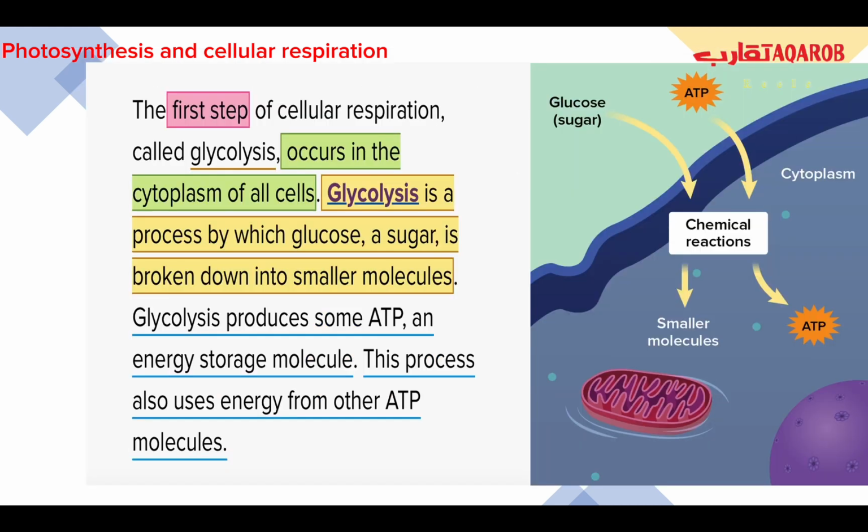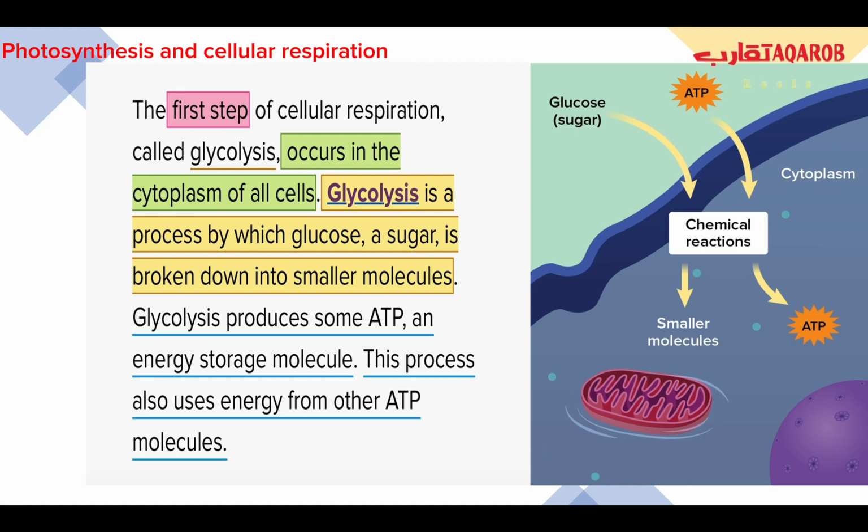The first step of cellular respiration is called glycolysis. Glycolysis occurs in the cytoplasm of all cells. Again, this liquid is the cytoplasm. Glycolysis occurs in this cytoplasm in the first step of cellular respiration.